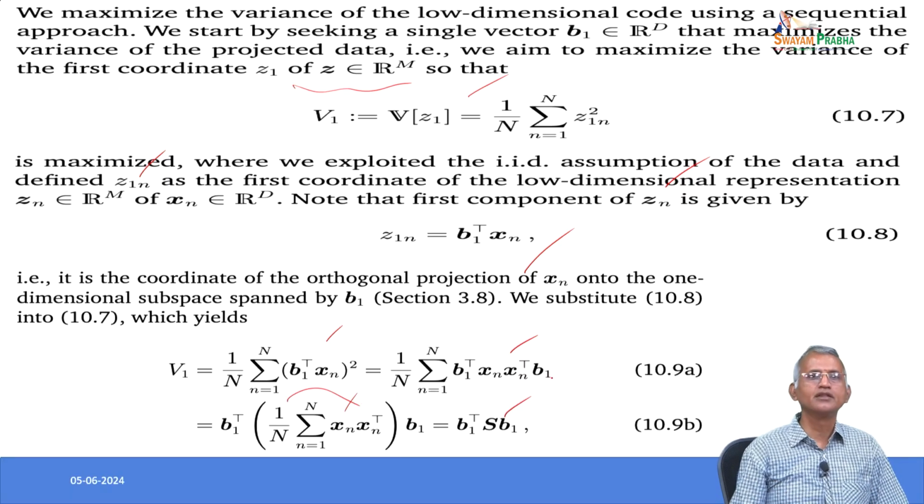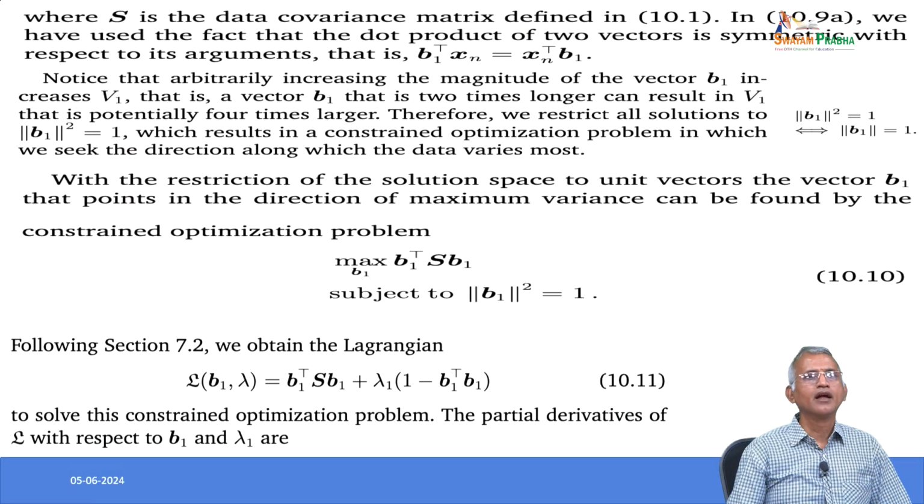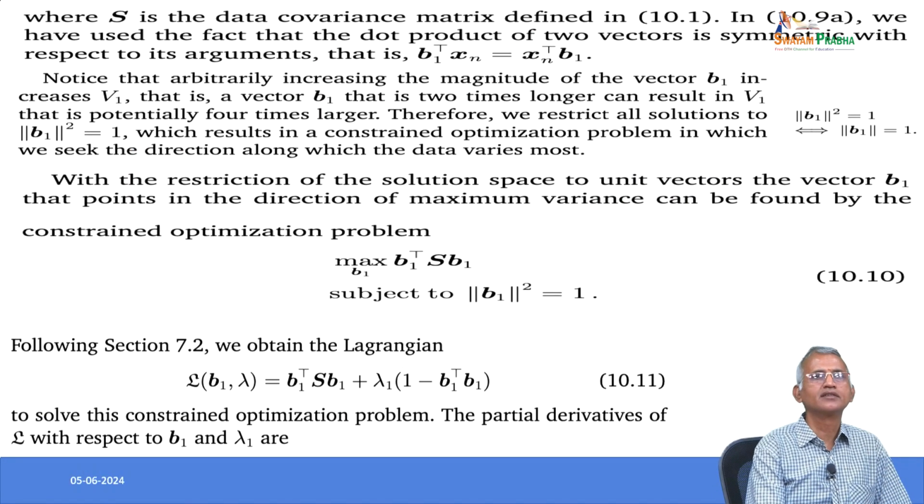Therefore, B1 transpose into S B1 will come, where S is the data covariance matrix defined in equation 1, and in 9a we have used the fact that the dot product of two vectors is symmetric with respect to its arguments. So, B transpose xn equal to xn transpose B. We notice that arbitrarily increasing the magnitude of the vector B1 increases V1, that is, a vector B1 that is 2 times longer can result in V1 that is potentially 4 times larger.